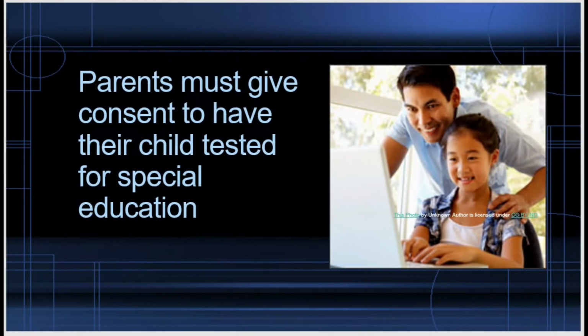Parents must give their permission for their child to be tested for special education. After parents have given their consent, they are required to be notified of their child's educational rights before they begin the evaluation process. If the student has been identified for a need for special education, then the IEP, the Individualized Education Plan, is written with the parent with specific outcomes in mind.